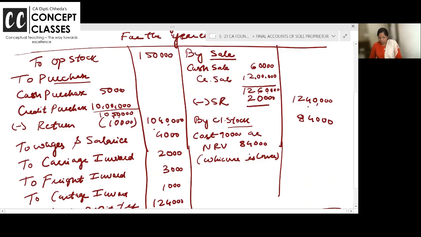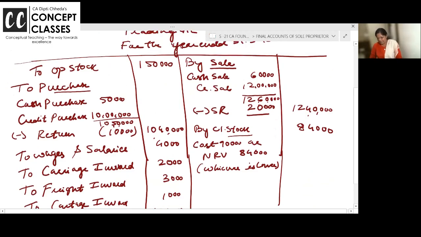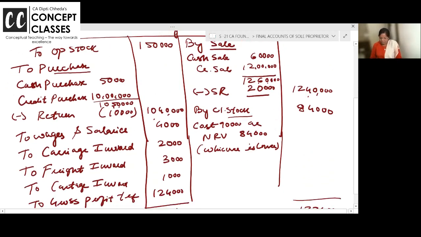Okay, in the same problem, same figures. Suppose instead of purchases, they give you adjusted purchase. You know what is adjusted purchase now? Opening stock plus purchase minus the closing stock. Expenses we will have to take. I'll just circle it: opening stock plus purchase minus the closing stock. See how much you get.